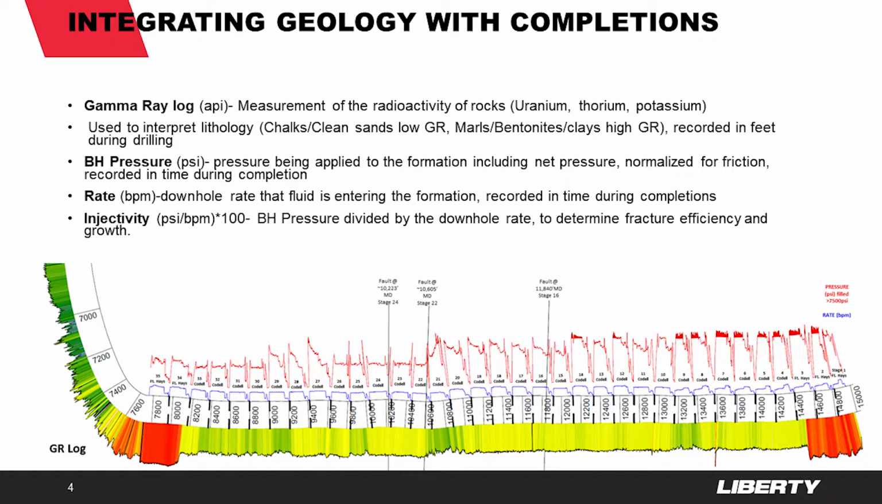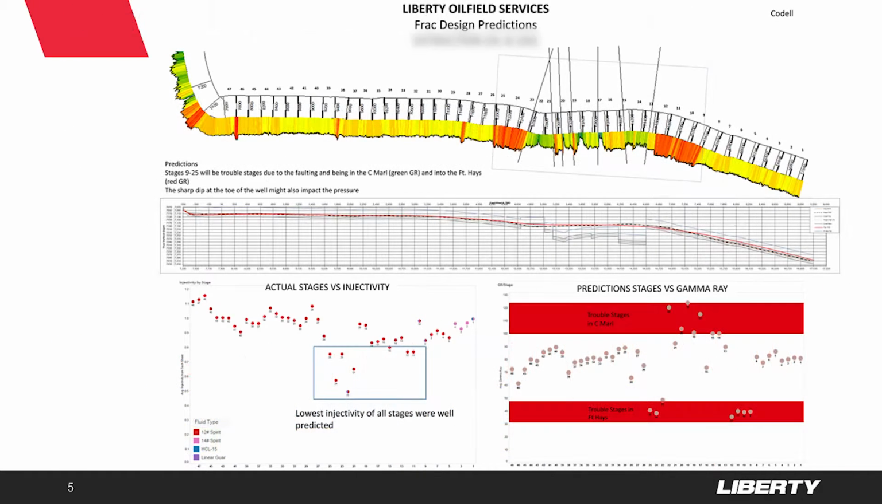We can also use this data to make predictions so your completions engineers can be prepared in the field. Here we have a prediction poster we made for a client. On the right-hand side, we have the predicted stages versus gamma ray, and on the left-hand side, we had the actual trouble stages versus injectivity. This is showing a good correlation of predicted to actual outcomes.